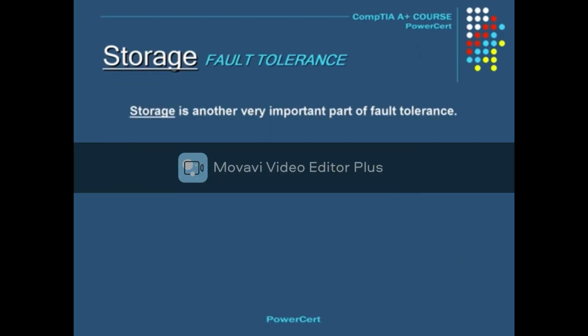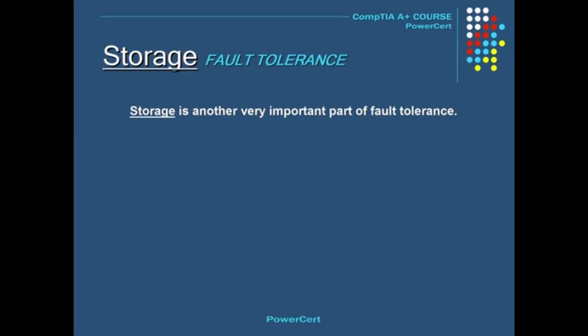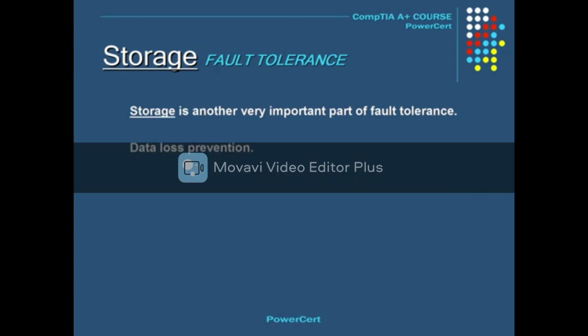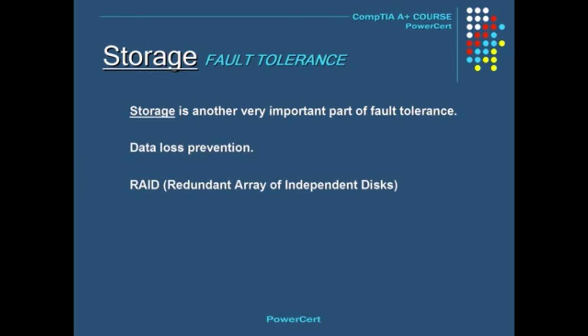Storage is another very important part of fault tolerance. If something were to happen to a company's data, such as a disk failure that results in data loss, then that could have a serious impact on how the company performs. That's why we need to make sure that if a disk does fail, no data loss will occur. So one of the best ways to prevent data loss is RAID. RAID stands for Redundant Array of Independent Disks. In a RAID setup, the data is copied on multiple disks, so that in the event of a disk failure, no data will be lost.